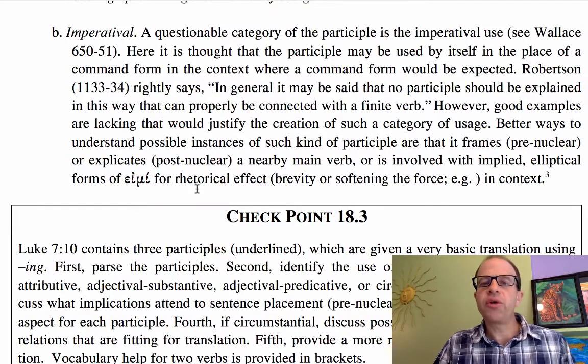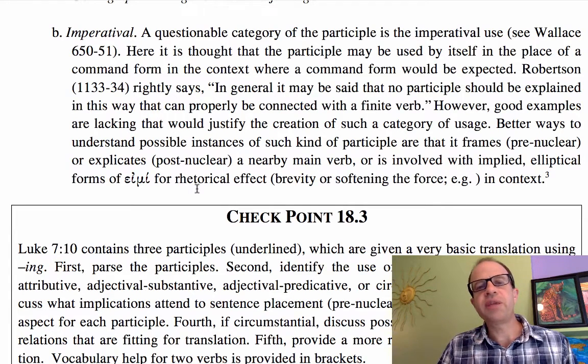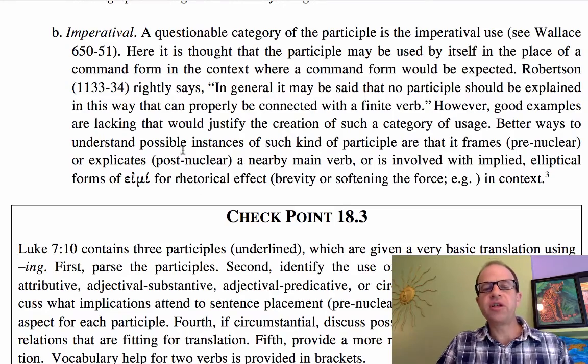Another questionable category is the imperatival participle. Now, we've not learned the imperative mood yet, but the imperative mood is one of command and exhortation. And so there are places where participles are used that seem to be command forms. But I think from context, we may be able to supply an implied form of the verb eimi, or rightly understand the participle as in fact circumstantial. So you can read that discussion there.